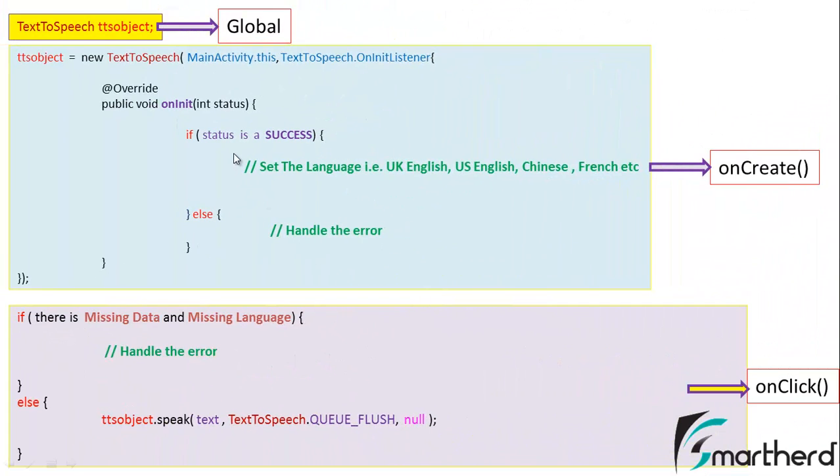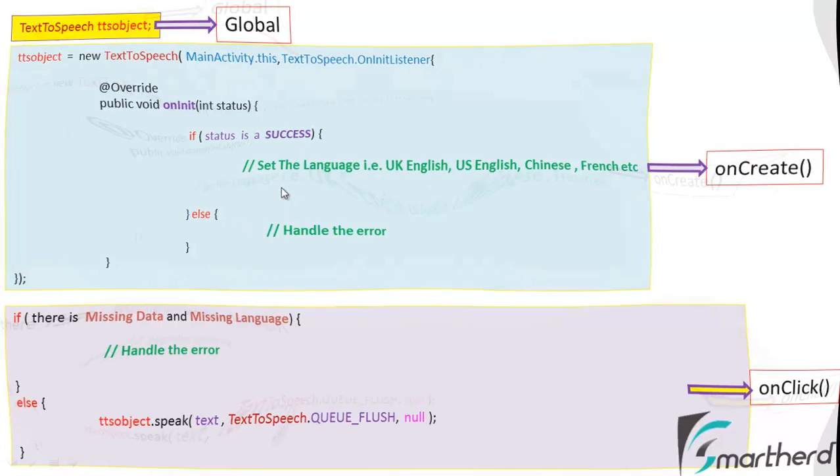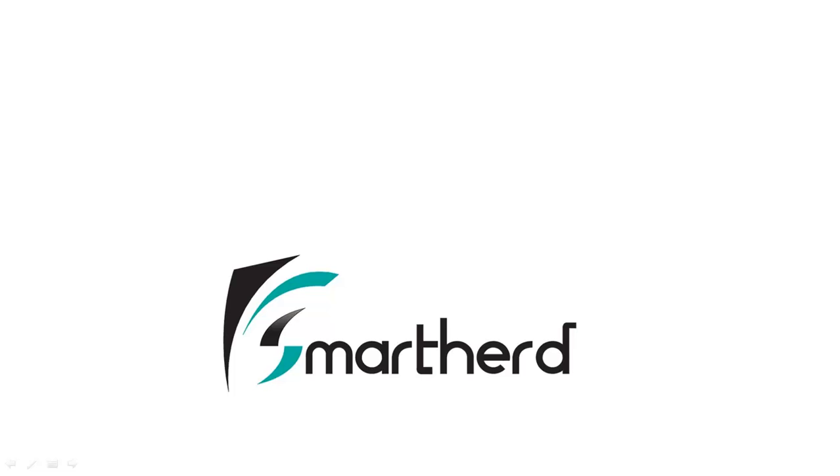I'm really sorry guys, I just forgot to show you one thing. Inside the onInit method we have to check the condition. If the status is a success, then only set the language to whatever language we want to, else handle the error. So this was the only if else statement that I missed out, and the rest of the stuff remains the same. So in this way our algorithm is over.